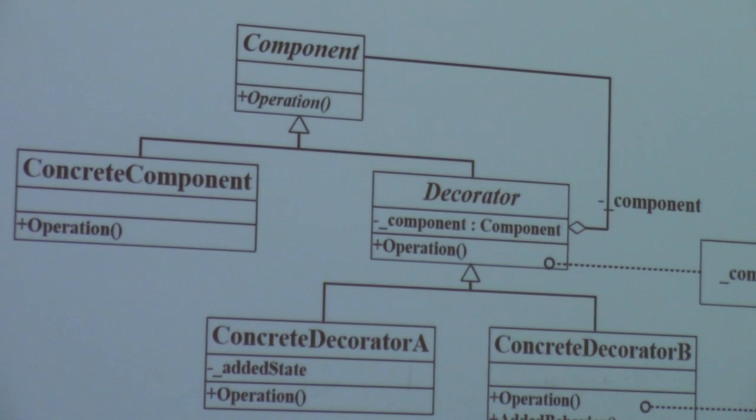Okay, and then the decorator itself. So you see the use of hierarchy, but it is much less. Decorator has your concrete decorator A and concrete decorator B. So there are these two independent hierarchies, but the important part here is the connection between the component and the decorator.